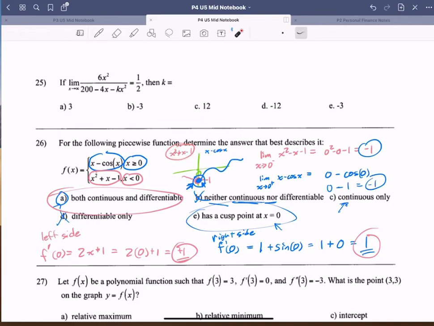But anyways, oh snap! I wonder if that would change. Oh no, that wouldn't change this answer, because even if this was plus, we would still get negative 1. All right, so the answer is A. It's both continuous and differentiable.